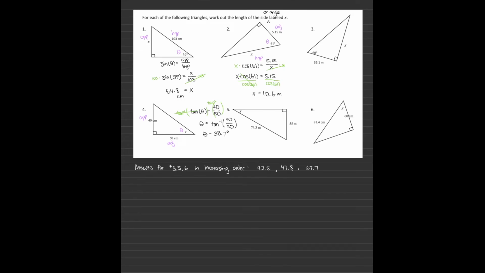So here are the answers for questions 3, 5, and 6 above, but I will leave it to you to double check your own work. And now, so that was a review of right triangle specific trigonometry. And now what happens if you get a triangle that isn't a right triangle, because there are plenty of those out in the world. What are tools that we can use to understand those?